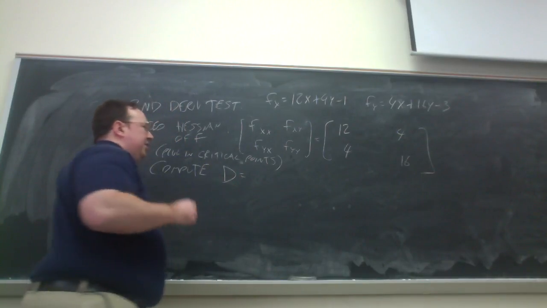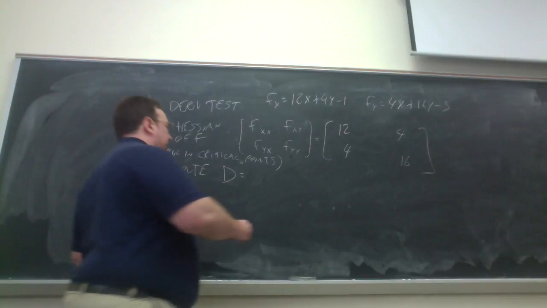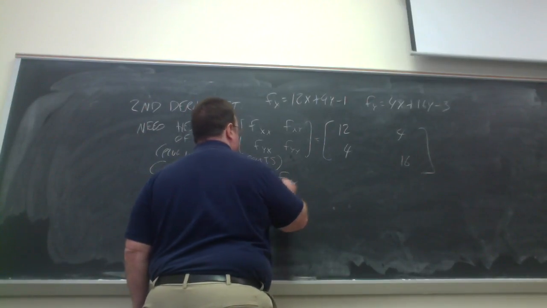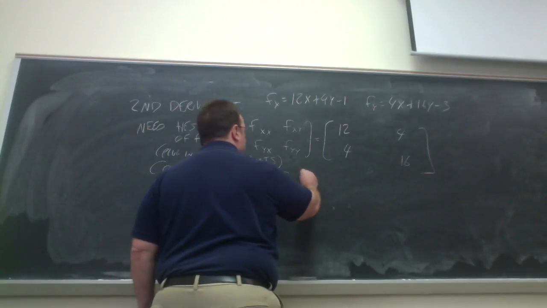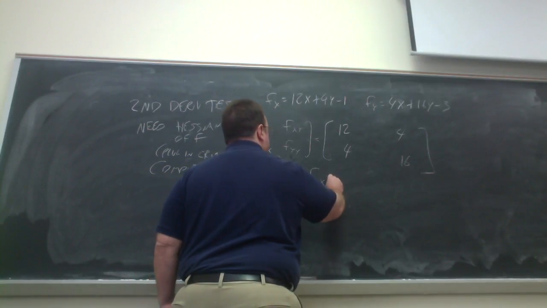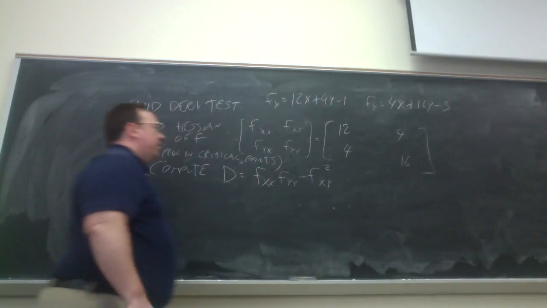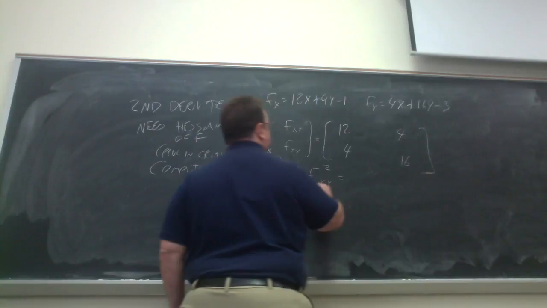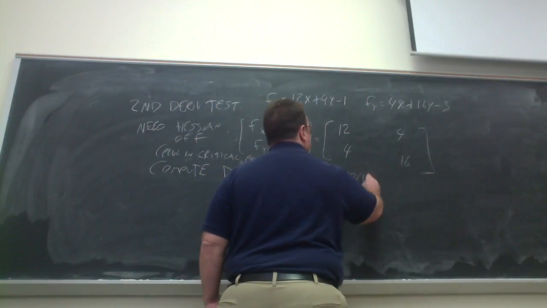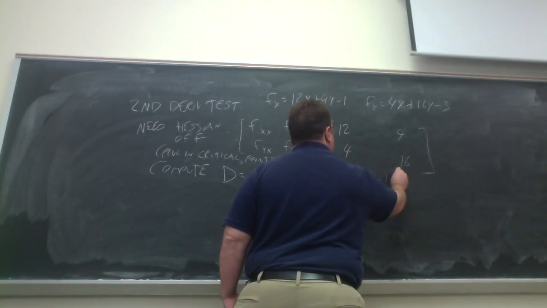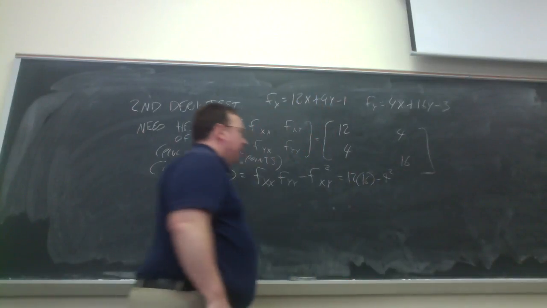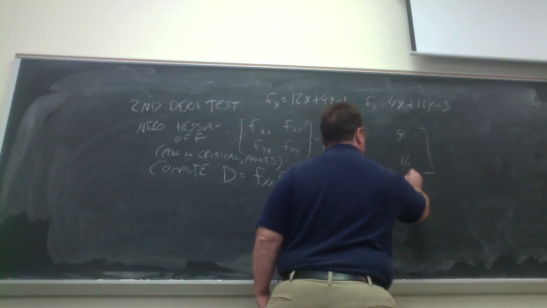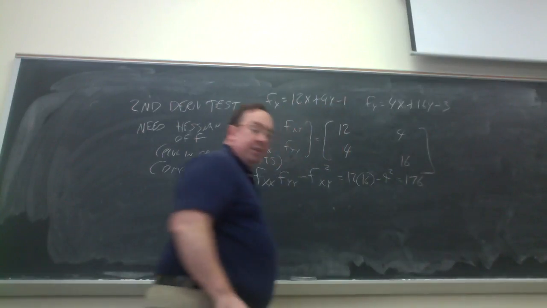I call it D because it's really a determinant of its matrix. It's fxx times fyy, so the ones that have the same variables repeated, minus the mixed partial derivative squared. And so that's going to be 12 times 16 minus 4 squared, so we get 176.